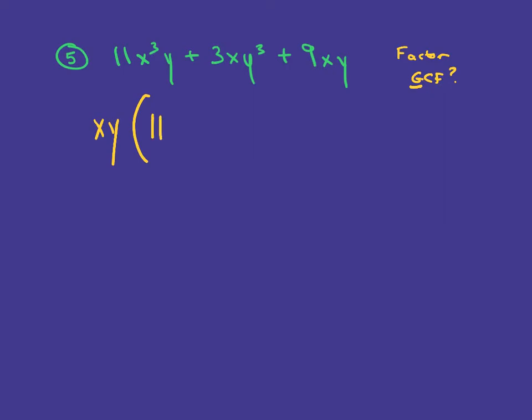We didn't take anything out of the 11. We did take 1x out of x cubed, so that leaves 2 of them. We took a y out, so there's no y's left in that first term. Moving on to the second one, we didn't take out anything from the 3. We took out the x. We took out one of the y's, so that leaves 2 of them there. Then moving on to this third one, didn't take anything out of the 9, but we did take an x out. We did take a y out, so there's none of that left.